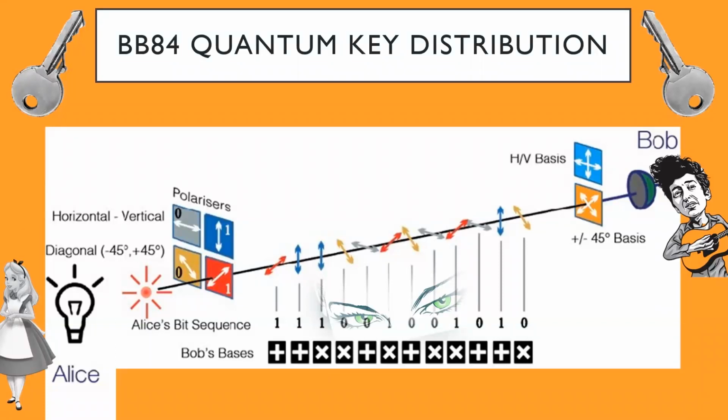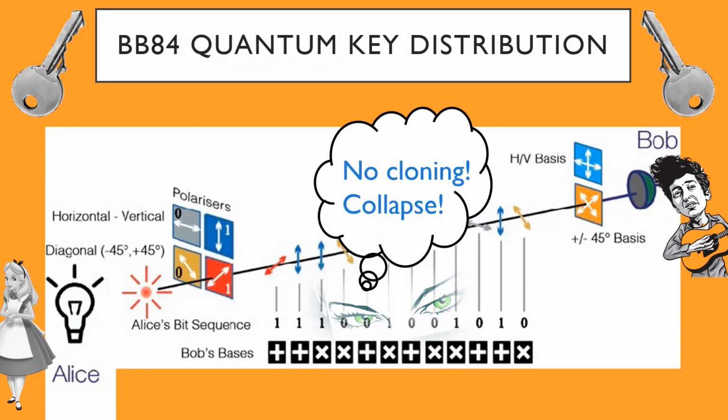And Eve, in the middle, can try some attacks. We will see them now. What she can do is, for example, try to clone these states, with one part measured by herself and the other part sent to Bob. But because of no cloning, she can't really intercept and resend anything. She also can't measure the states because, like Bob, she doesn't know the basis. So if she measures with a non-orthogonal basis, she will read an incorrect 0 or 1.